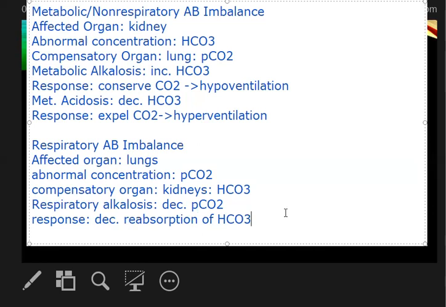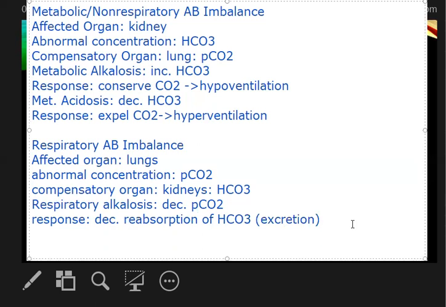Then why did you write excretion? Because some books would actually say excretion of bicarbonate. So if, for example, decrease in reabsorption of bicarbonate is not among the given choices, then look for excretion of bicarbonate.